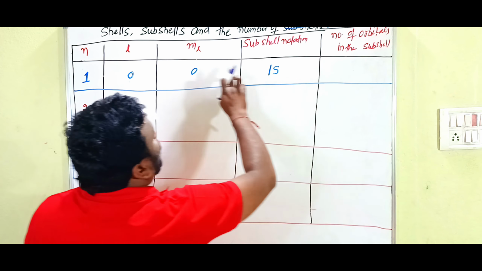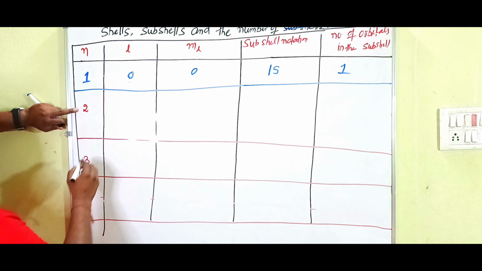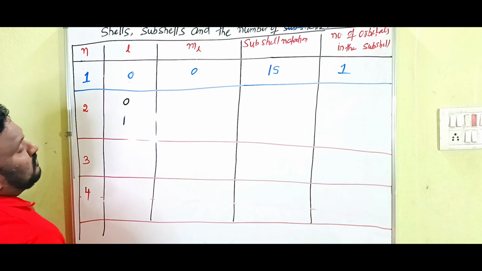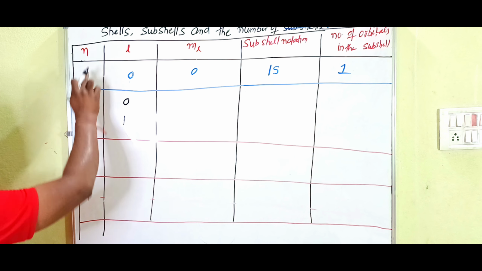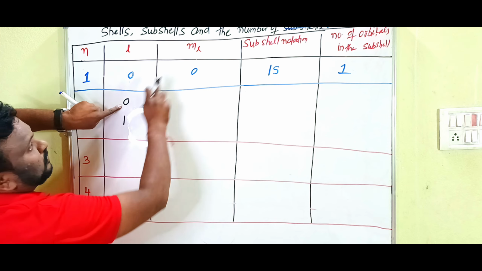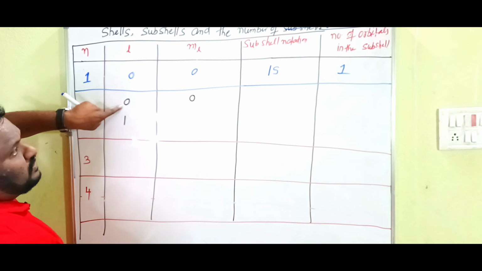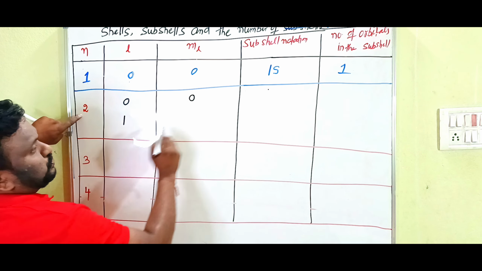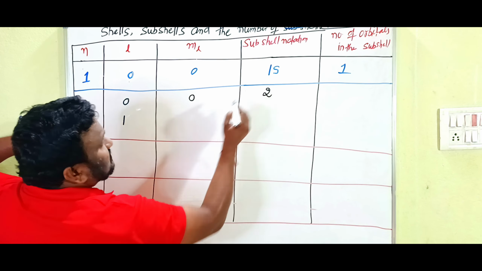Clear, children? And next thing, when n value is equal to 2, we have l values 0 and 1. When l value is 0, ml is 0. Clear? Then the subshell notation is what? It is 2s, and 0 means s. That is 2s. Clear? When n is equal to 2, l value is 0 and ml value is 0.